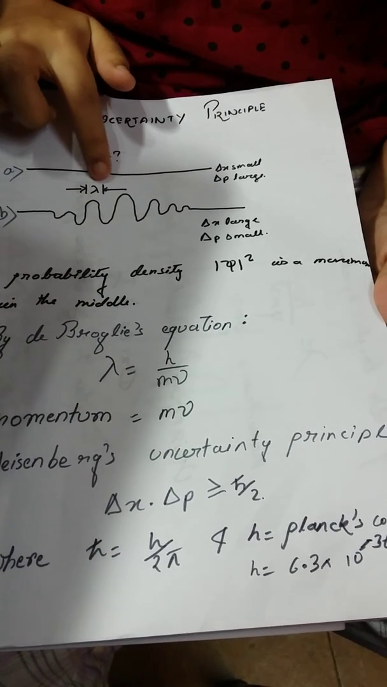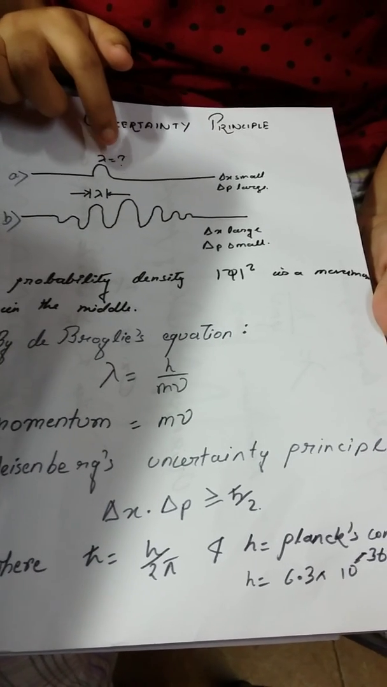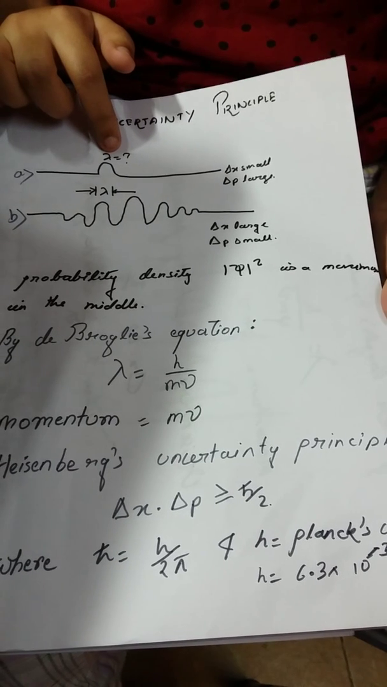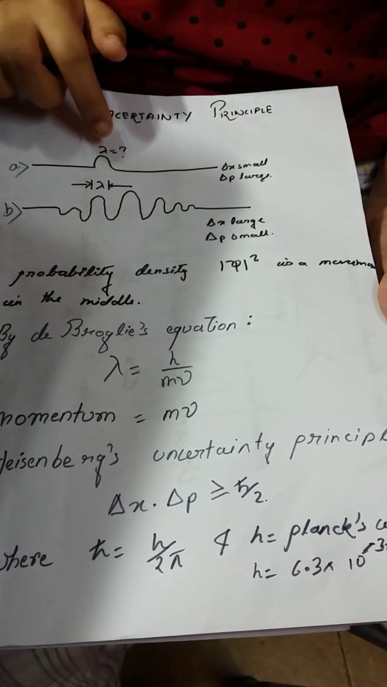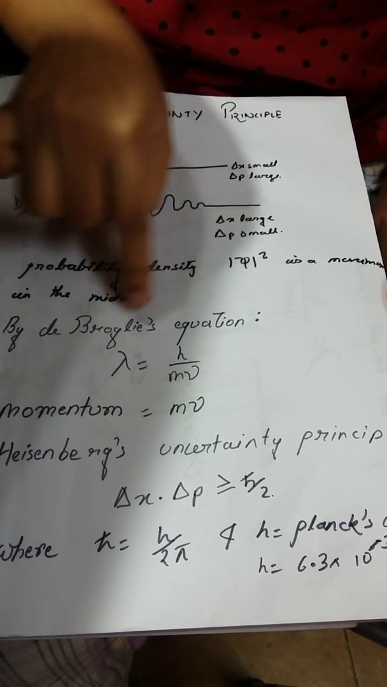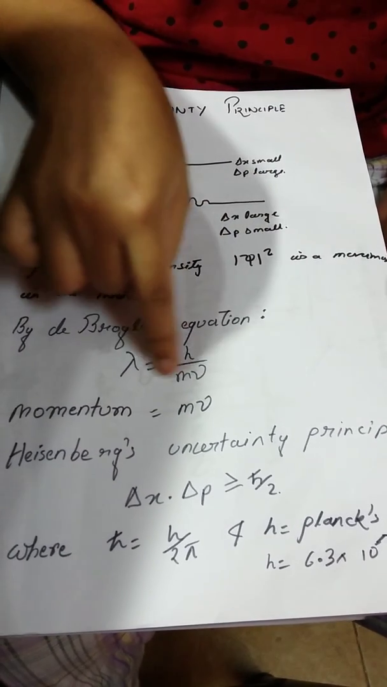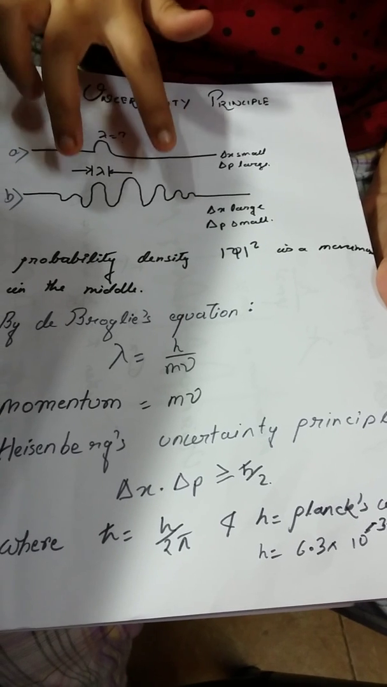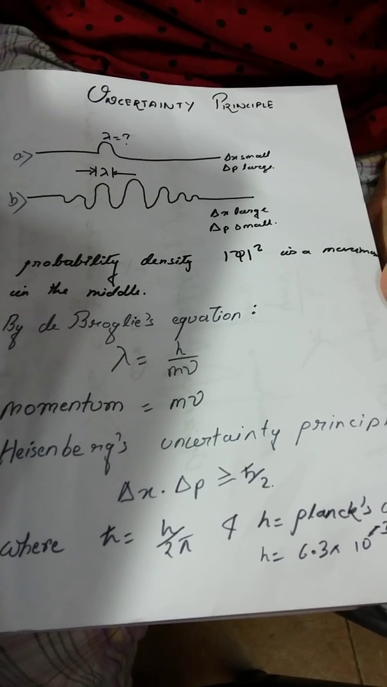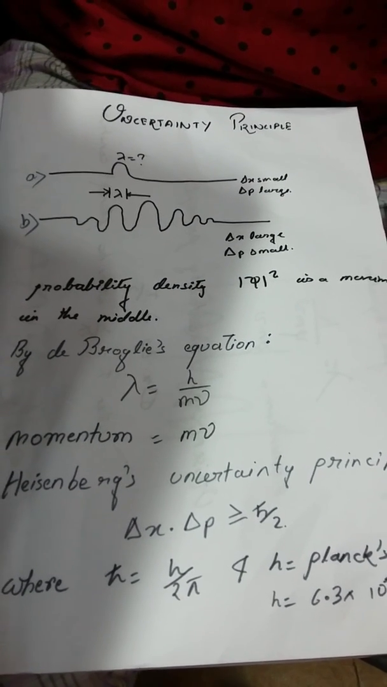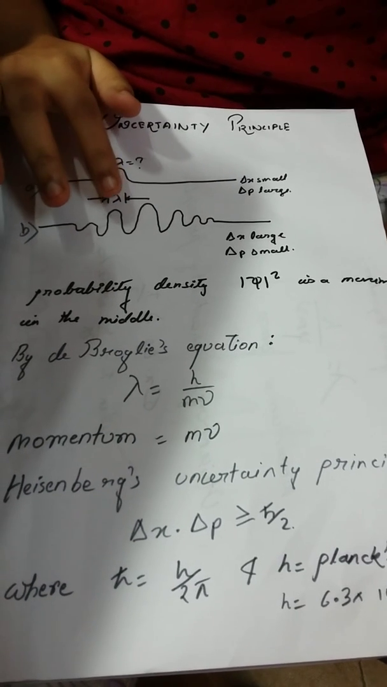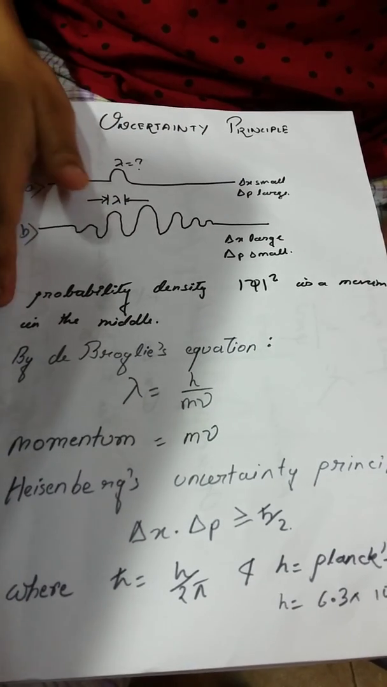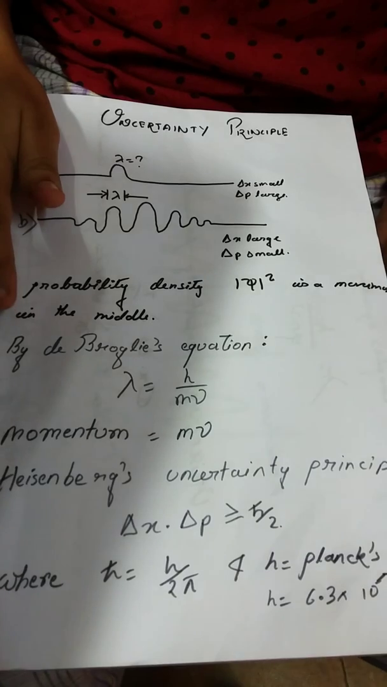In the narrower wave group, the position of the particle is more precisely determined, but due to insufficient waves, lambda cannot be measured accurately, and hence by de Broglie's equation, momentum cannot be measured properly. In the wider wave group, there is a clearly defined wavelength, hence we get momentum as the more precise quantity. However, the wave group is far too wide for us to actually determine the position of the particle.